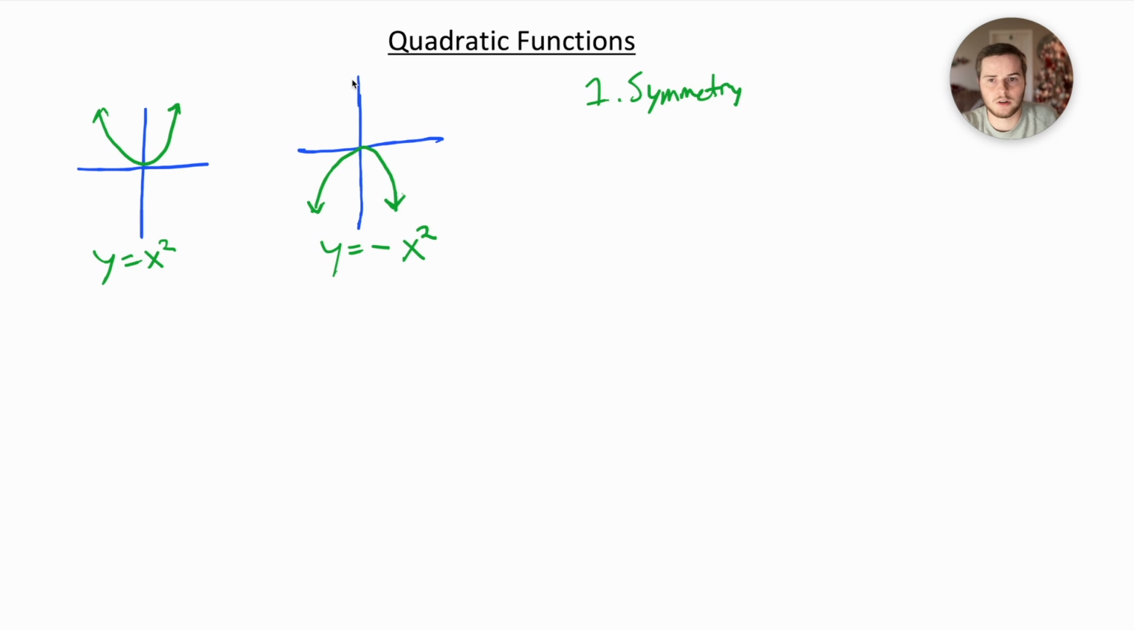It's going to be symmetrical about the y-axis, which is this one going down the middle. You can see that if you split the U in the middle, both sides are going to be symmetrical.